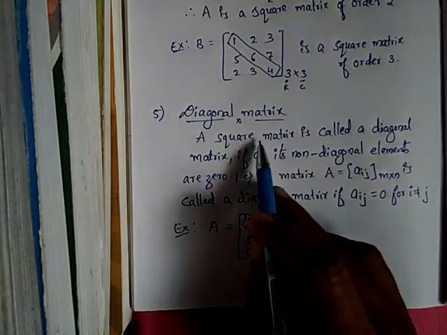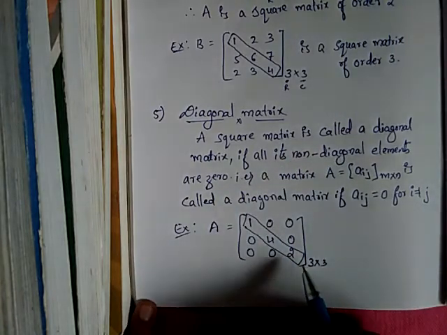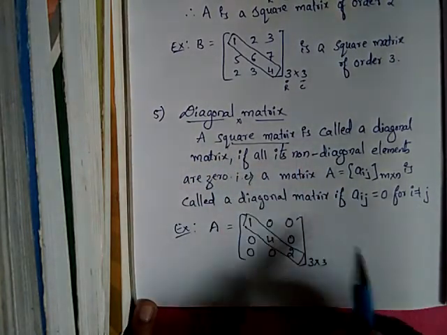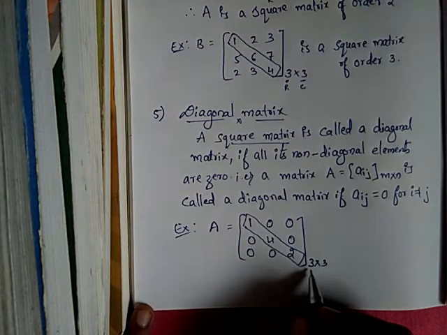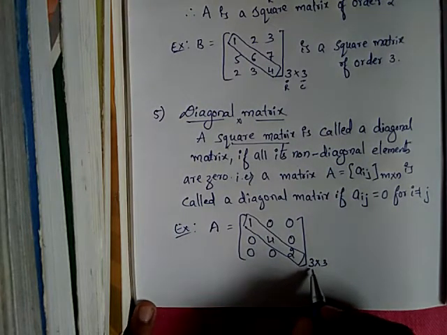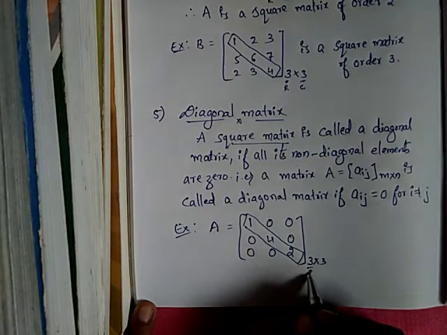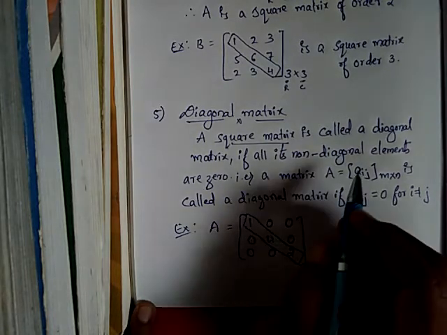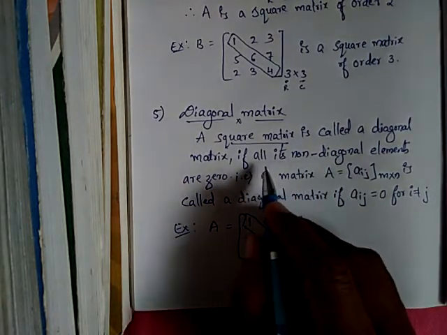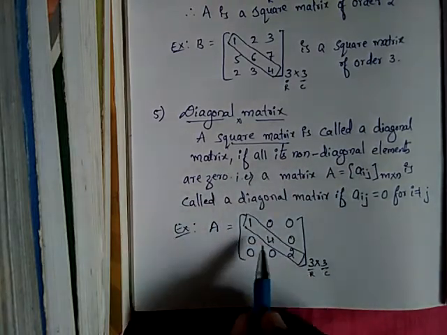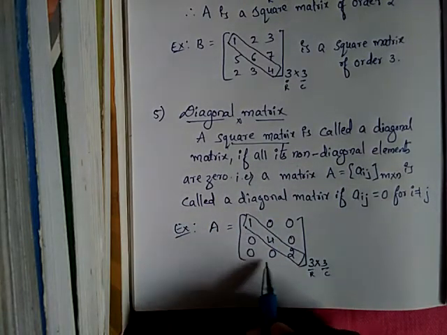Here see, it is a square matrix, 3 by 3. We can say square matrix when rows and columns are equal in number. Okay, here 3 rows and 3 columns are there. So similarly, if all its non-diagonal elements are 0, non-diagonal means except this, these are all non-diagonal.